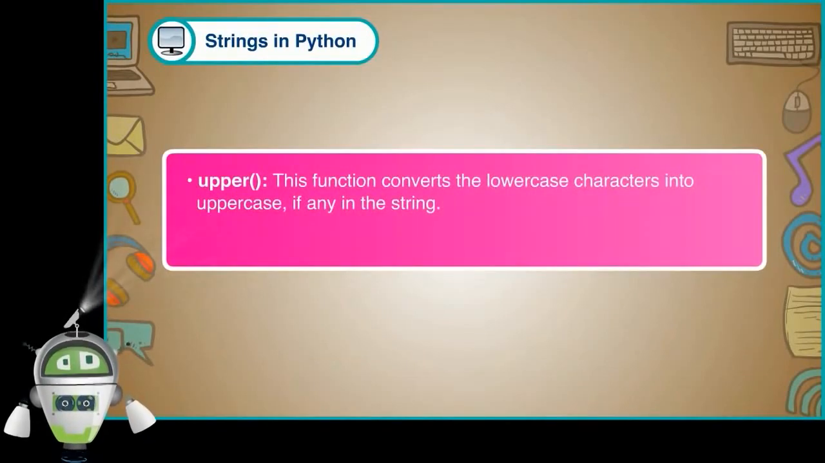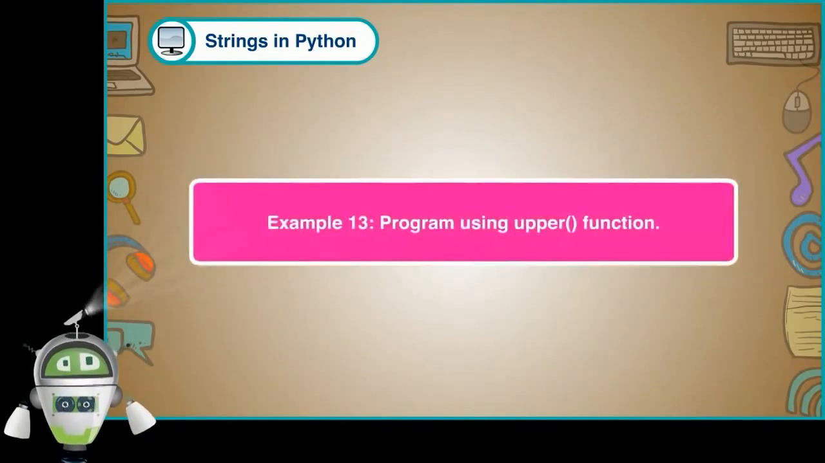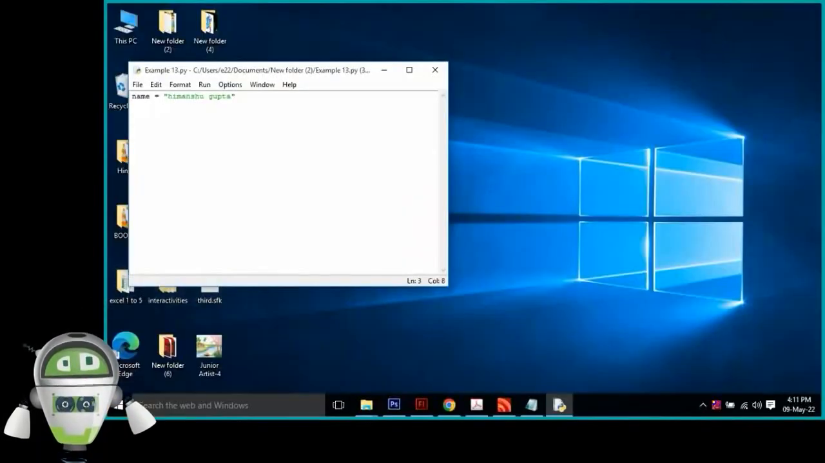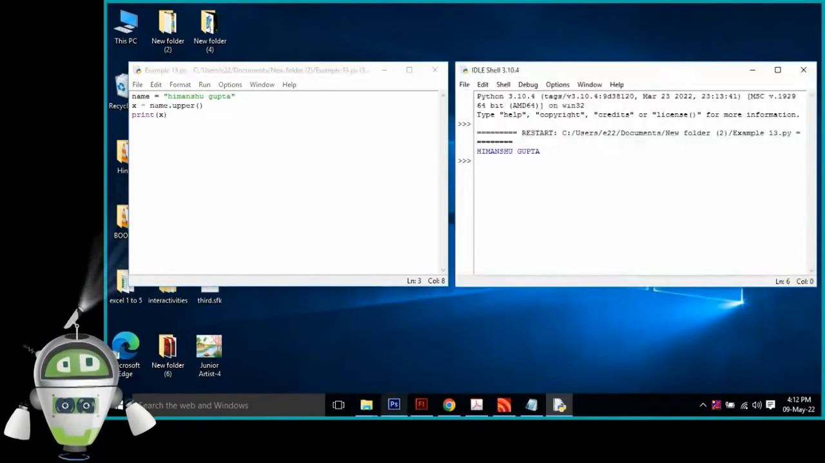Upper. This function converts the lowercase characters into uppercase, if any, in the string. Syntax: string.upper(). Example 13. Program using upper function. name = "Himanshu Gupta", x = name.upper(), print(x). Output is HIMANSHU GUPTA.